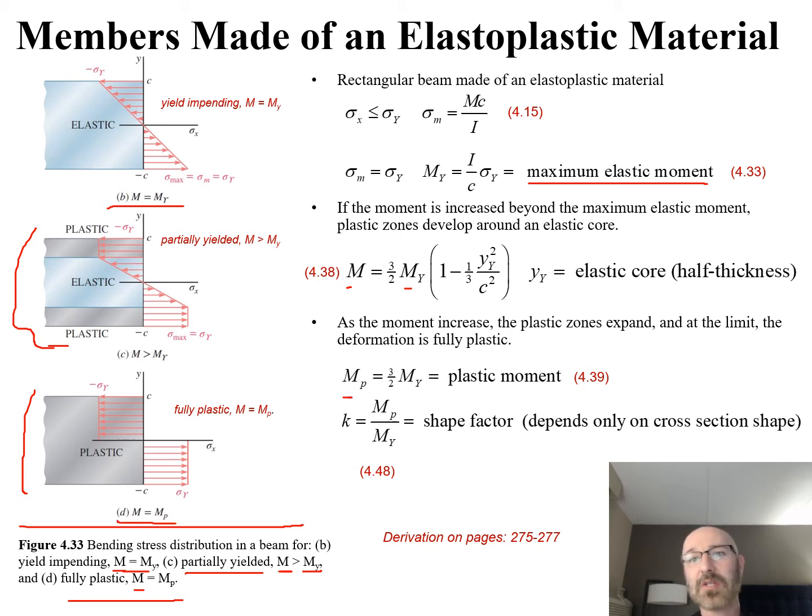If we take a look at part C, we can see our elastic region. When we're talking about this elastic core, this is what we're looking at for our y sub y, and the whole thing would be 2 times y sub y for our equations.